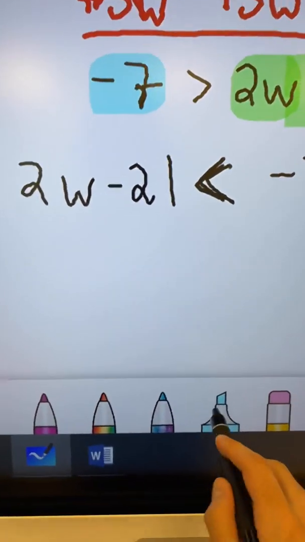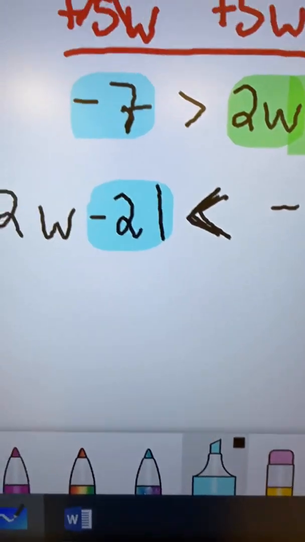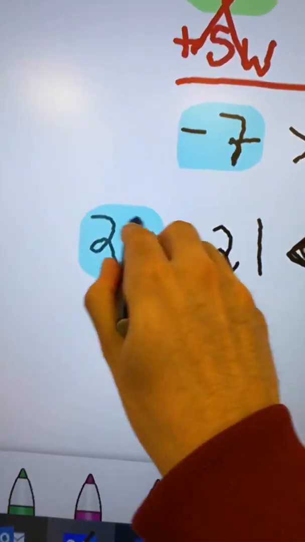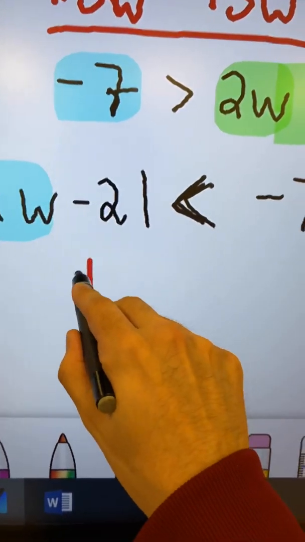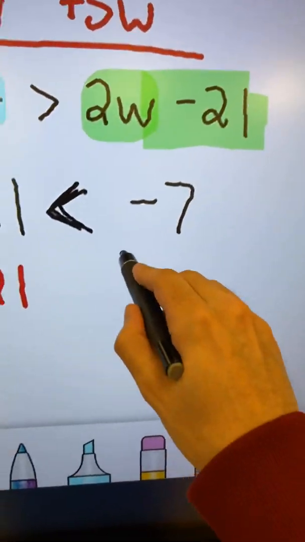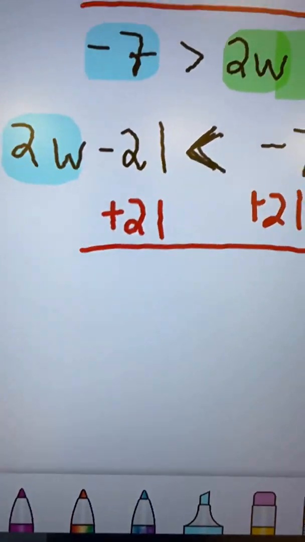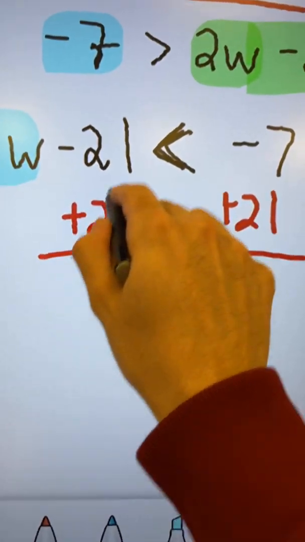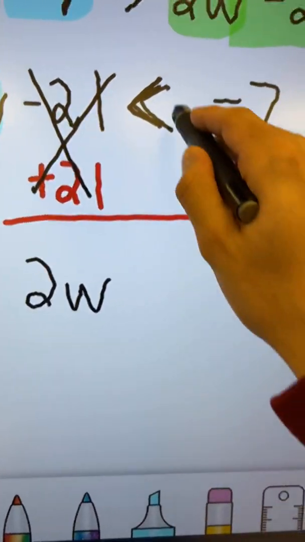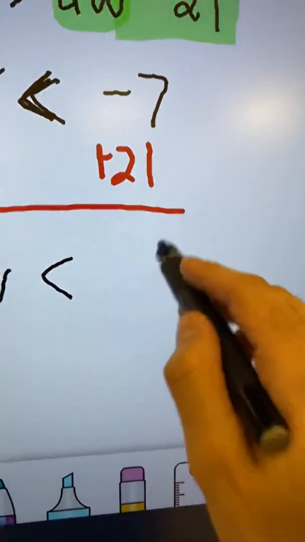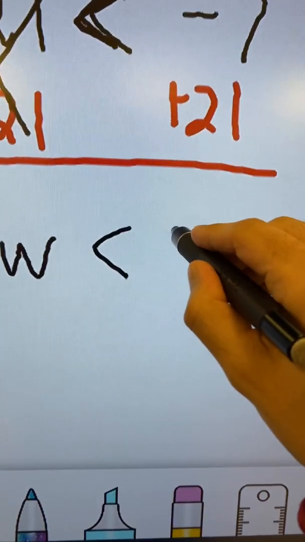So now what we're going to do is take this term here and make a zero pair with it. We're trying to solve for W, so that's the term I want to get rid of. The opposite of negative 21 would be positive 21. I'm going to do the exact same thing on this side. And now I'm going to simplify. Negative 21 and positive 21, when you combine them, that's a zero pair. I'll bring down my 2W less than, and then negative 7 plus 21 is going to give me positive 14.